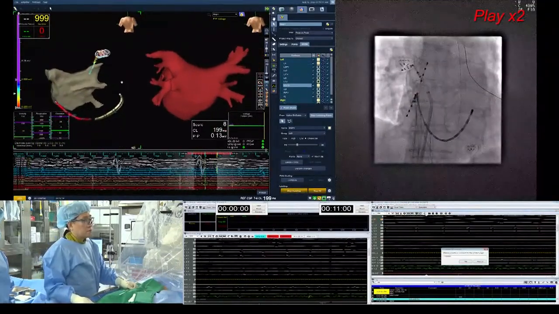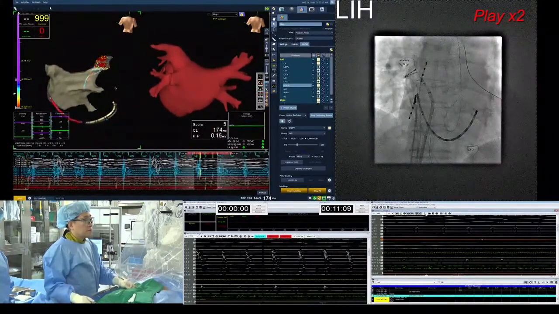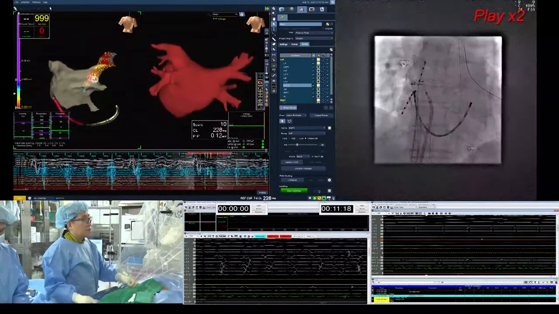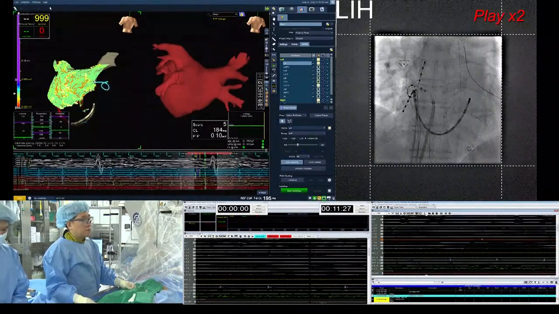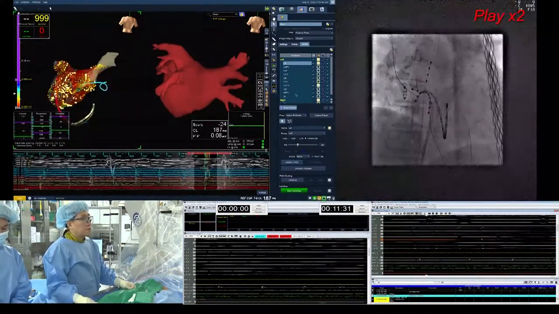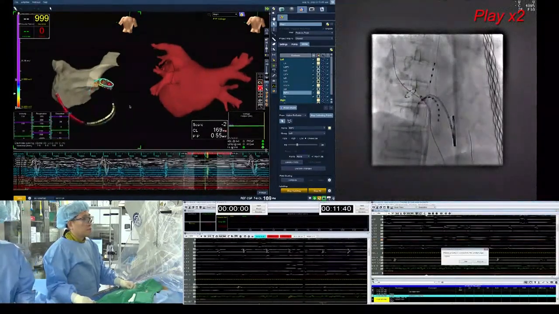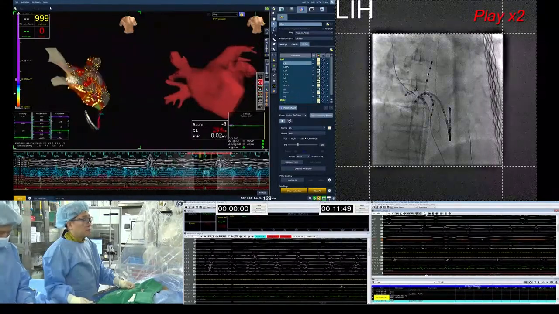So at the time, after finishing acquiring the electrograms and the geometry with the multi-electrode catheter, then I exchange the catheter to the ablation catheter and check the location of the secondary branches of the pulmonary vein to generate a better CT merging.